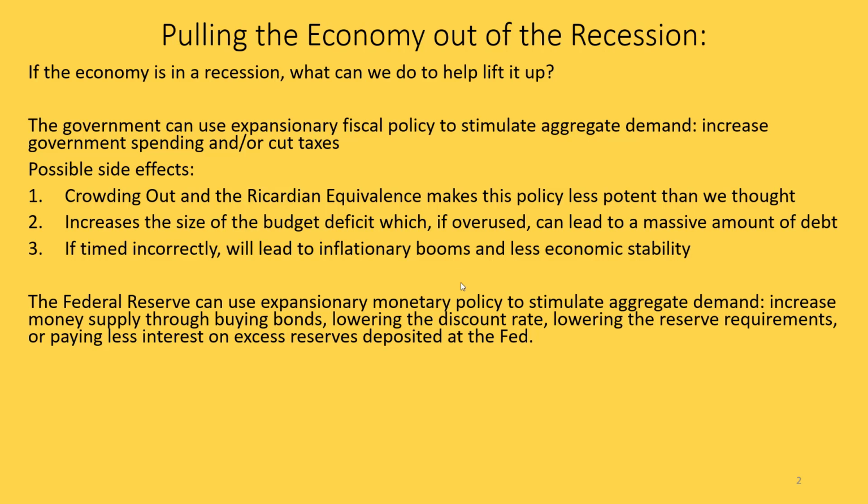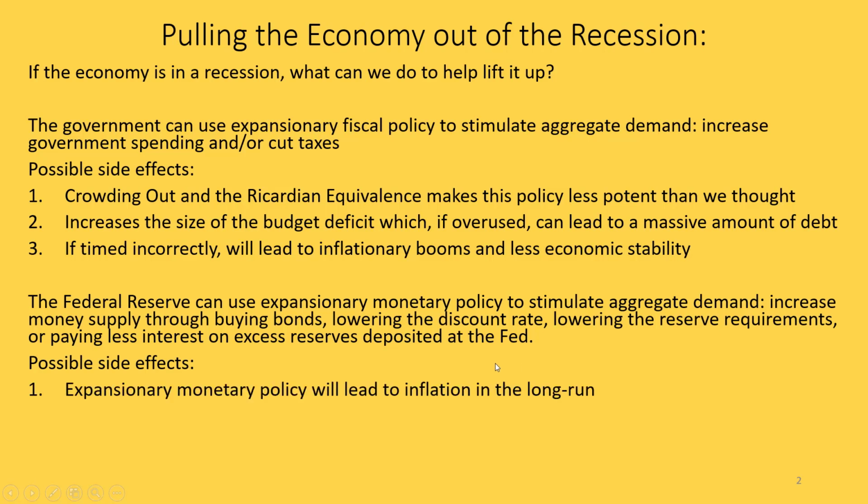And they can pay less interest on excess reserves deposited at the Fed, which will encourage banks to keep less money at the Fed and loan out more dollars. So those are the four ways that the Fed can conduct this expansionary monetary policy to increase aggregate demand by increasing the money supply. Now, there are some side effects to this as well, as we talked about in Chapter 14.